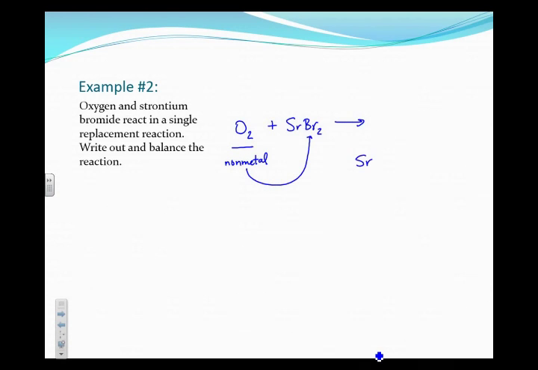We know that strontium from our periodic table has a charge of +2 and oxygen has a charge of -2. So strontium oxide will have a formula of SrO. I bumped out the bromine. Bromine is a diatomic element when it's by itself, so I end up with Br2. I end up needing 2 strontium oxides and 2 strontium bromides and 2 bromines to keep the whole thing balanced.